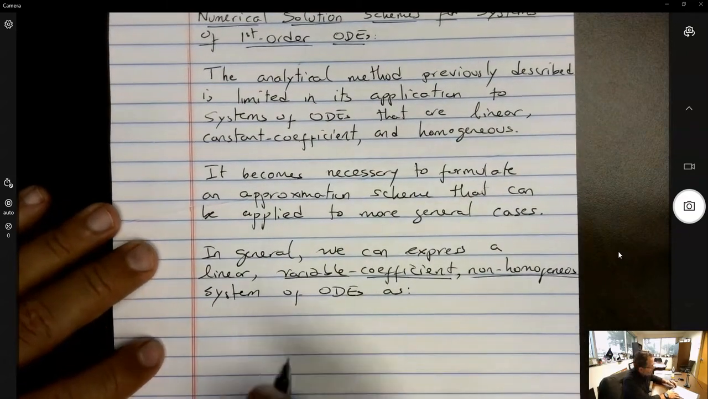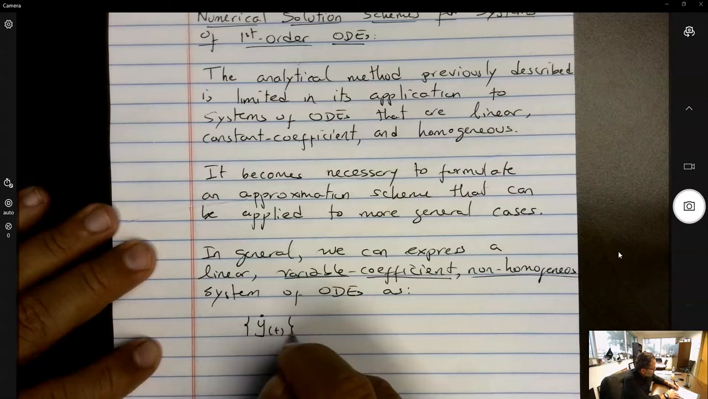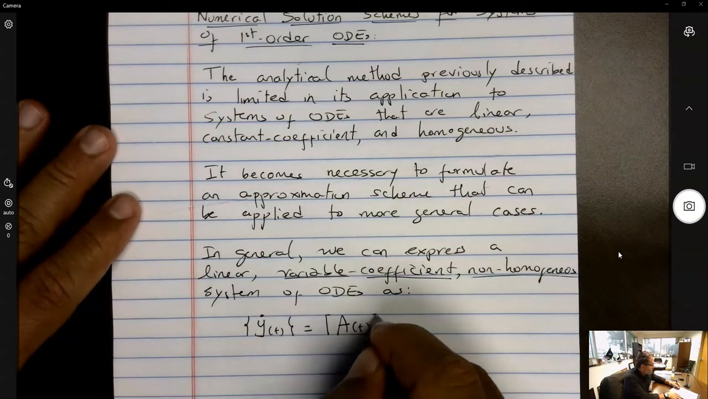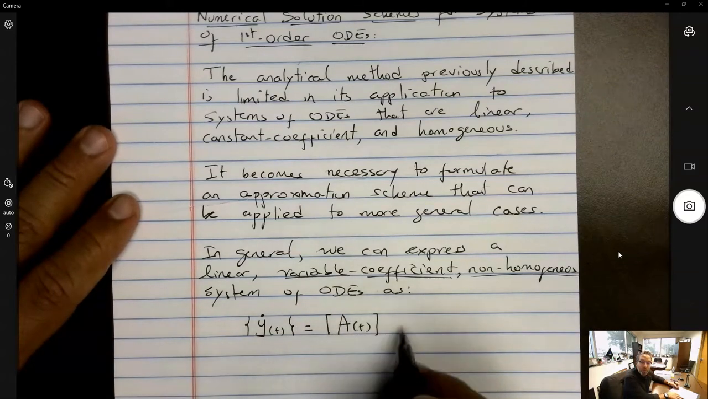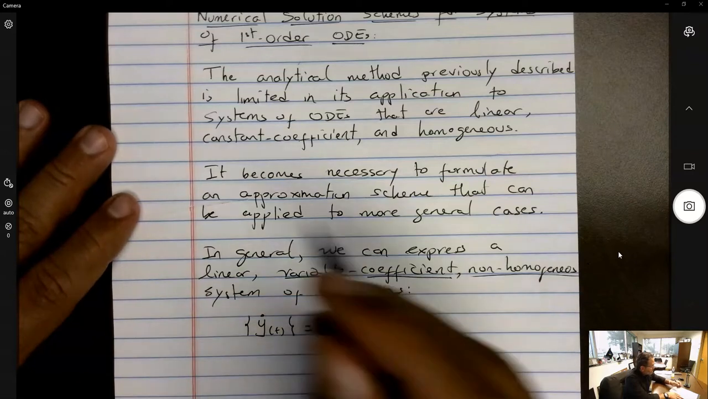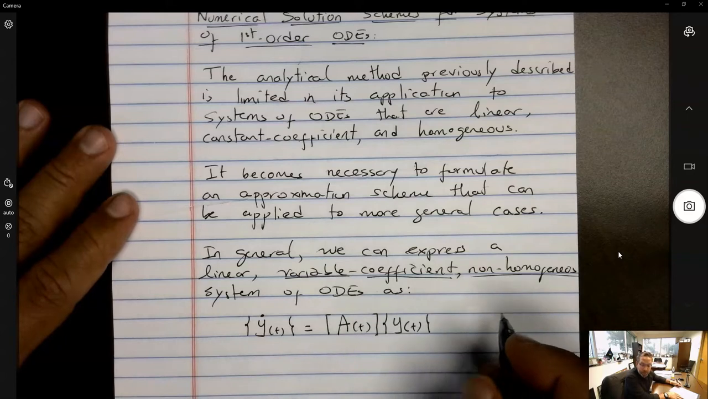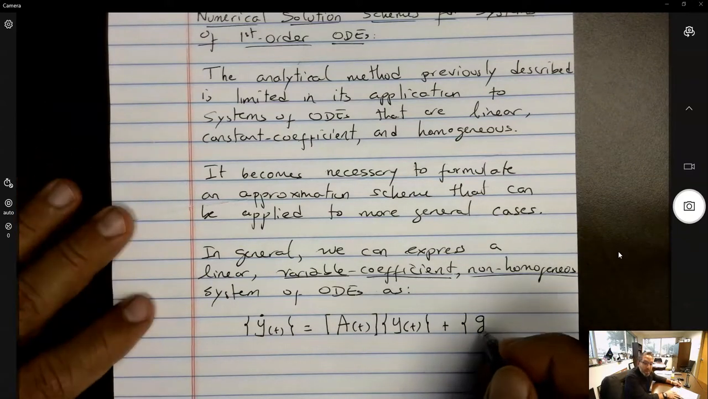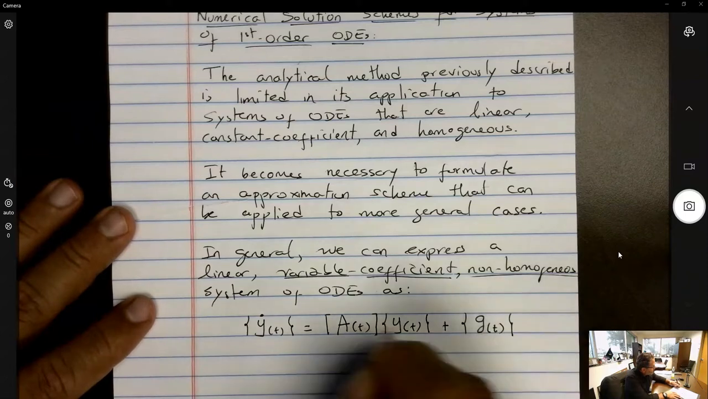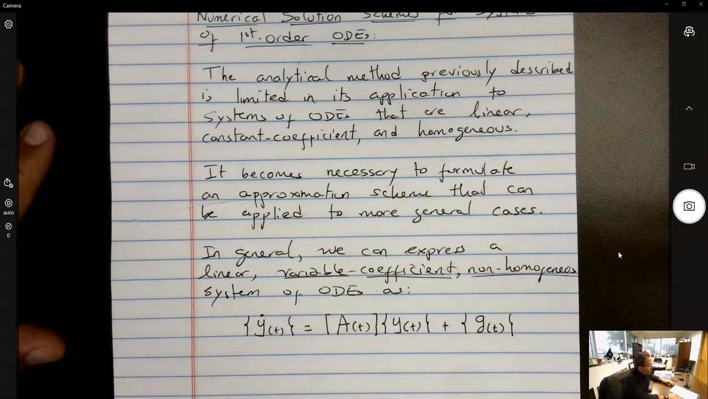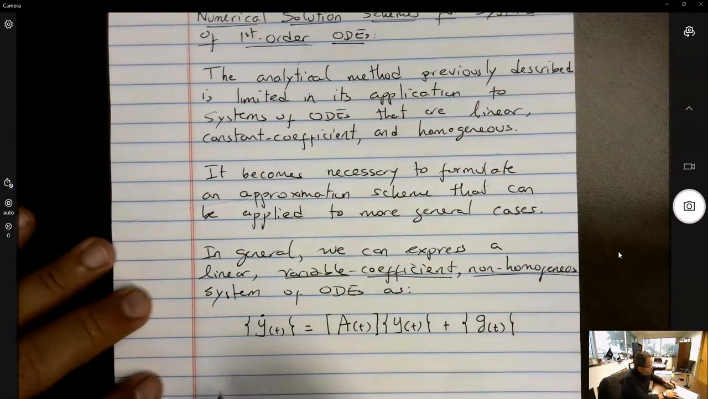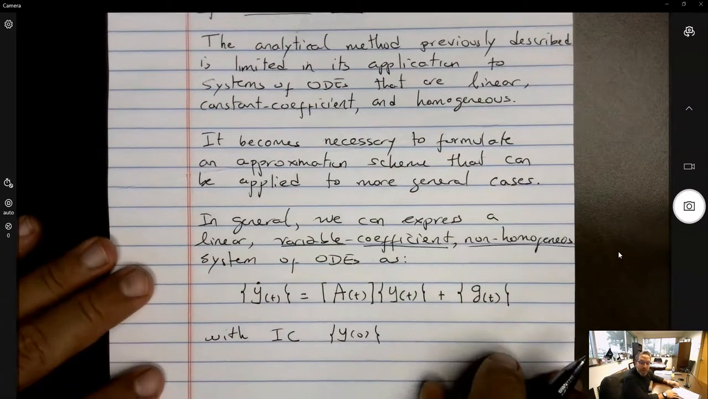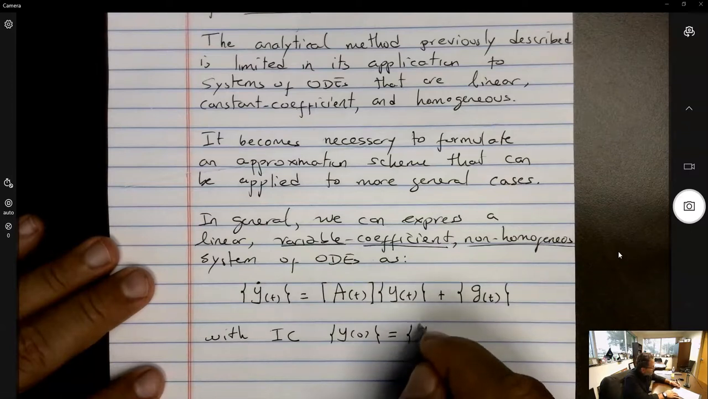We can express the system as follows. y dot of t, which are the state variables, the unknown functions that we're looking for, is equal to this state matrix A, which is now a function of time, or where at least one of the coefficients of this matrix could be a function of time. That would make the entire system variable coefficient, times the state variables, plus a vector of independent terms G. If at least one of the members of this vector is different than 0, it will make the entire system non-homogeneous. It could also be a function of time, with initial conditions given by a vector of the state variables at time equals 0.